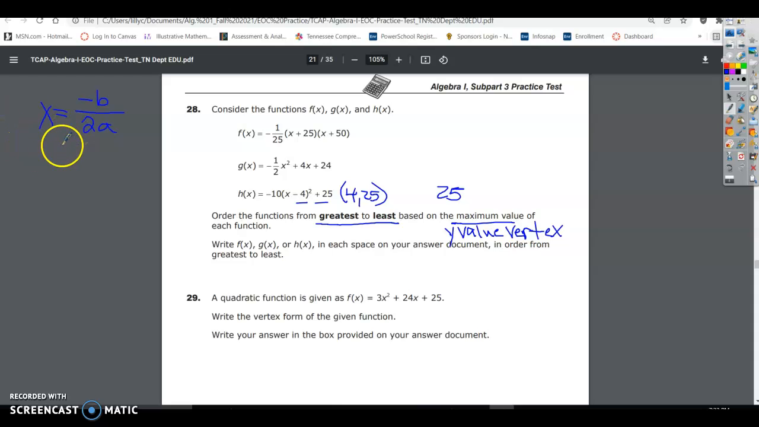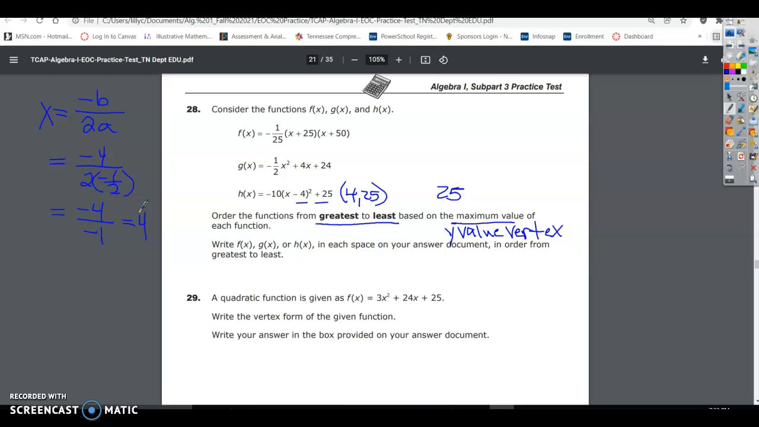So I'm going to identify a, b, and c. b is negative 4, or sorry, b is 4. Negative b is negative 4, all over 2 times a, which is negative 1/2. So I have negative 4 over negative 2, and negative 4 over negative 2 is just 4. Once I find the x, I can plug that in to find the y value.